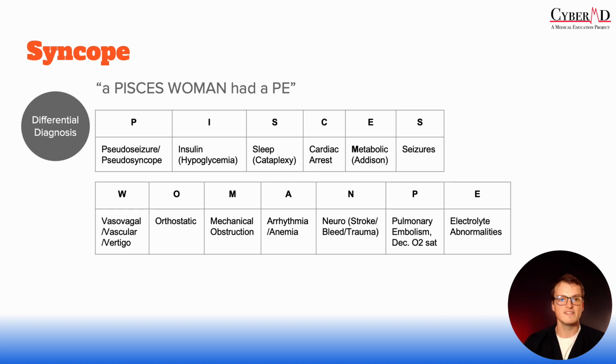So this is a pretty broad differential diagnosis that can help you keep some of these quote-unquote zebras in mind, while also focusing on some of the most common causes of syncope, such as our vasovagal and our orthostatics, and making sure that you're really giving a full workup to patients who present after a syncopal episode, and making sure you're not missing anything that could really hurt them or kill them in the long run. So in conclusion, the Pisces woman had a PE. It serves as a comprehensive tool to remember this very broad differential diagnosis. And for me, it works really well clinically. I hope this one helps you out as well.